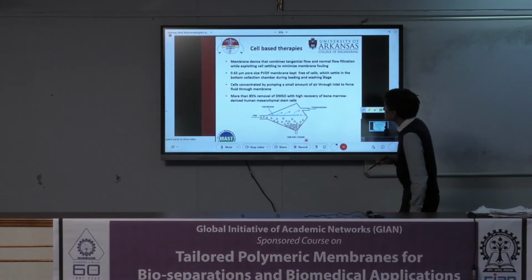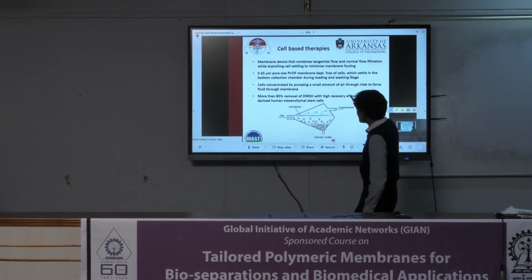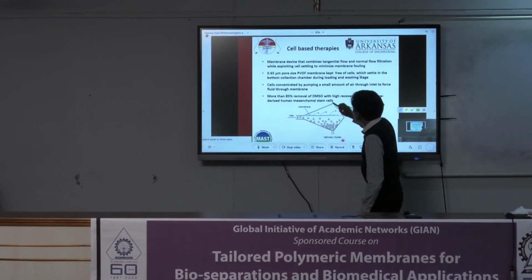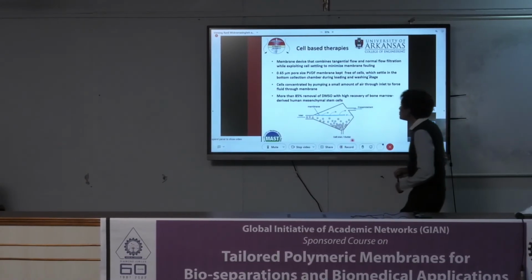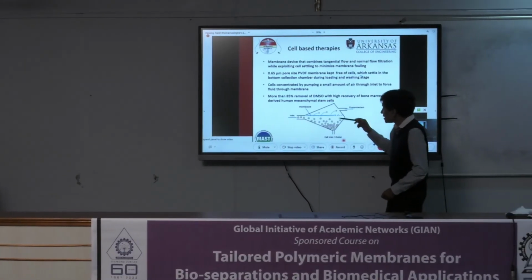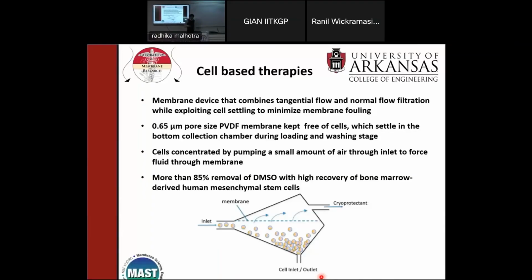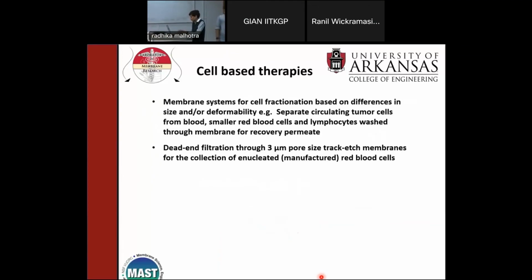Cells are concentrated by pumping a small amount of air inlet to force the fluid to the membrane. So you can pump a small amount of air here, it forces the cells to the membrane. You can get more than 85% removal of DMSO with high recovery of bone marrow derived human mesenchymal cells. I thought this was interesting because it's an example. You've got cross flow, but then every so often you change it to dead end filtration or normal flow filtration. So that's an example of the type of things, again I was pointing out, in the future we're going to look at combining these and coming up with enhanced or hybrid unit operations where you combine more than one separation process.